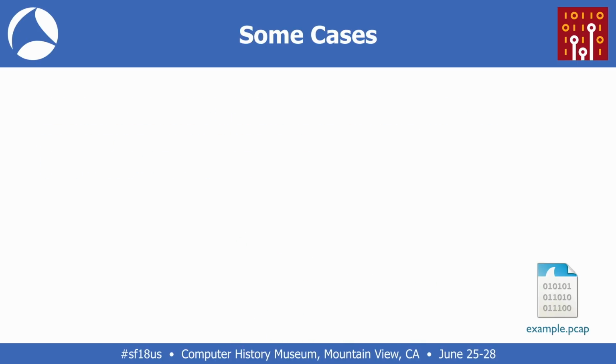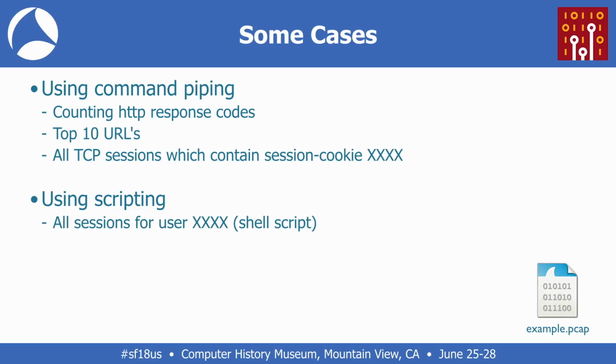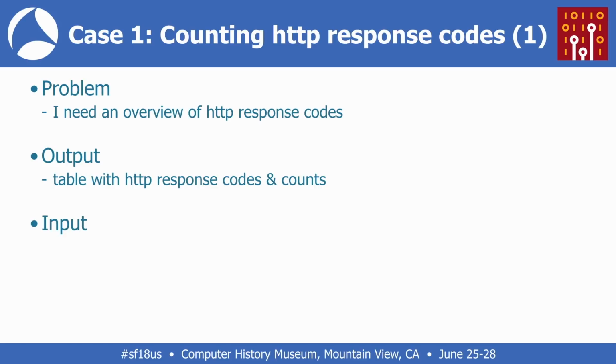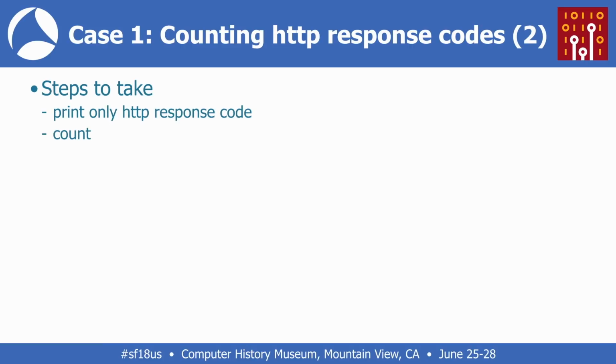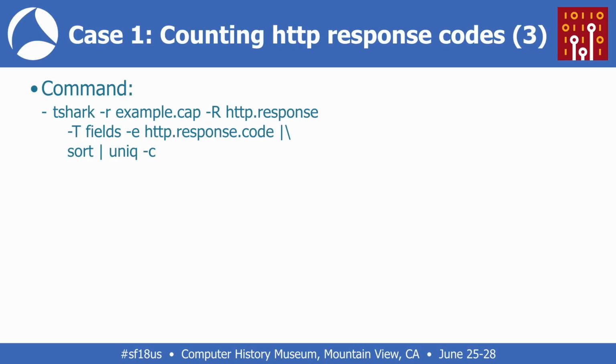Okay. Let's have some cases using command line piping and some scripting. So the first case is, the problem is I need an overview of HTTP response codes. Of course, in Wireshark there's a nice overview of that, but if you want to have that on the command line, how can we do that? I want to have a table with the HTTP response code and a count of how many times it was in a trace file. And of course I have a capture with HTTP traffic. So I need to print the HTTP response code, I need to count it and make a sorted table, and this is what you would do. tshark -r example, print out of a filter on the response code, then print the response code and sort it and unique it.